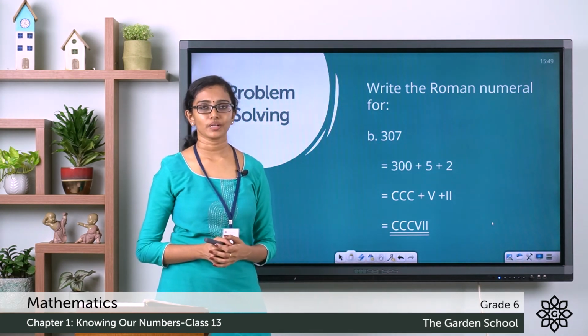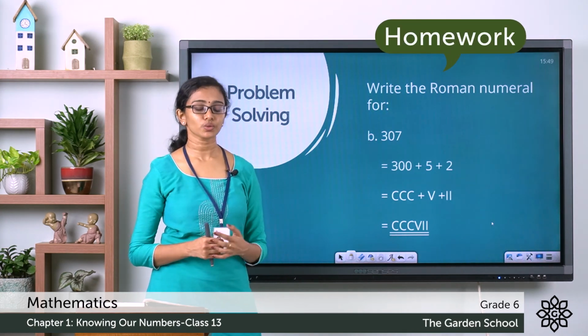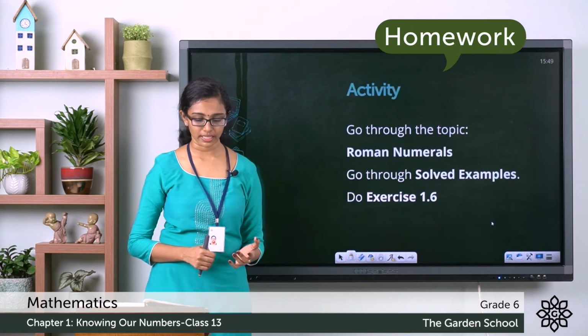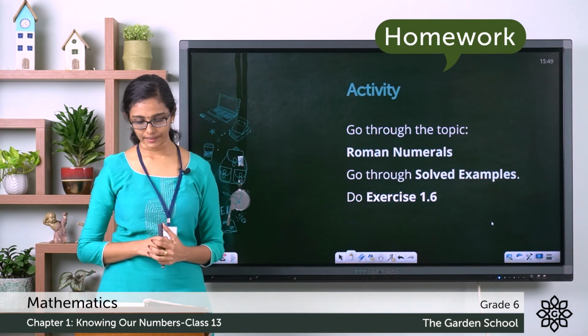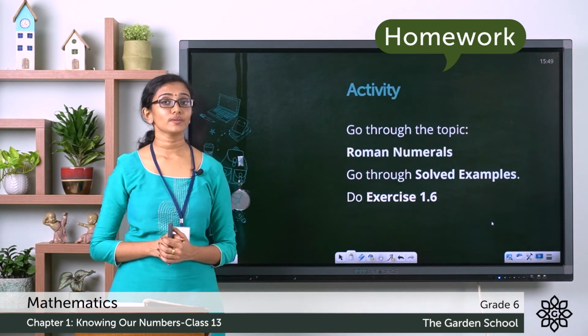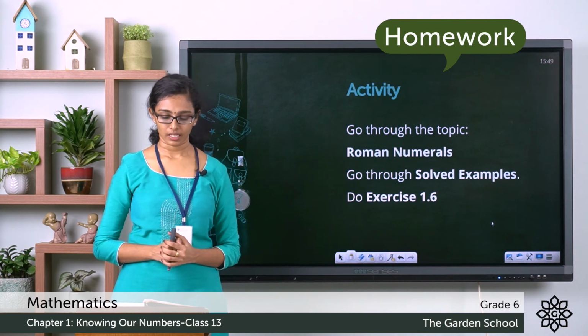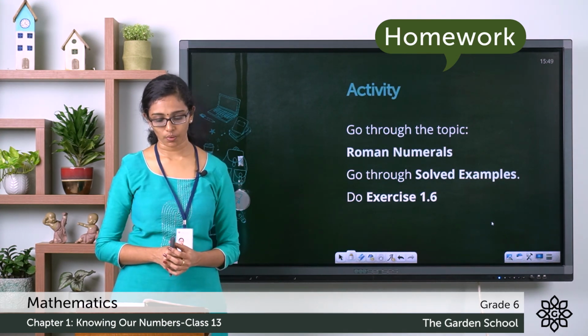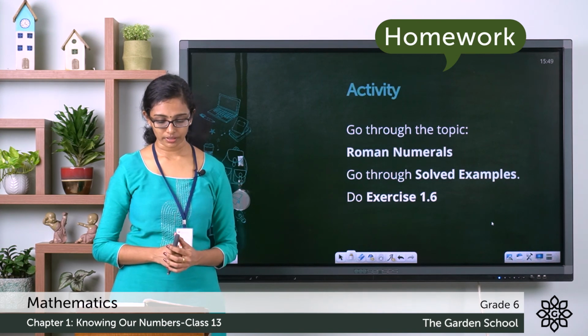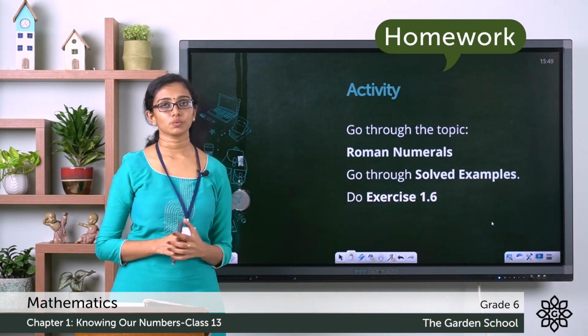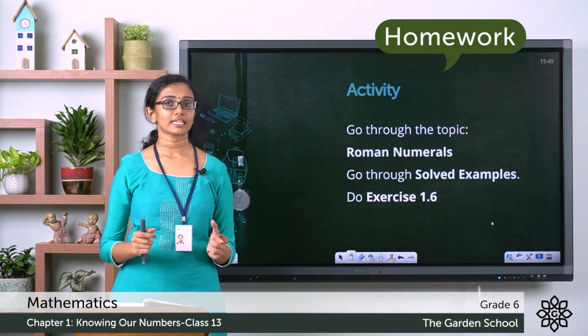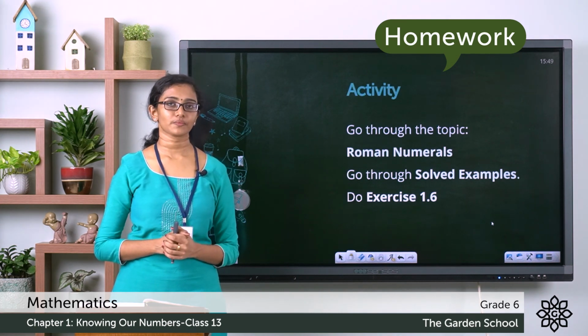Hope this is clear to you now. Now children, you have to go through this topic Roman numerals through pages 12 and 13. And you are given solved examples in the textbook. Have a look at these examples given there. Then you can move on to exercise 1.6. You have to work out the questions from exercise 1.6 in your notebook. Take a picture and then send it to us on Teams.